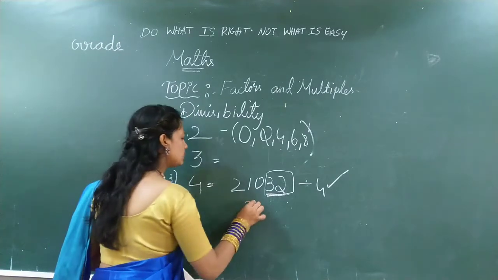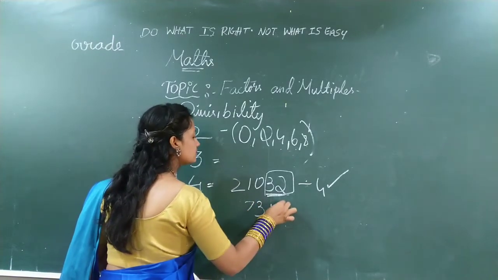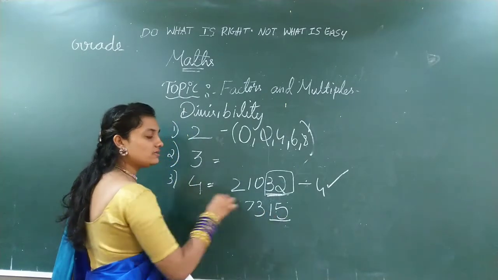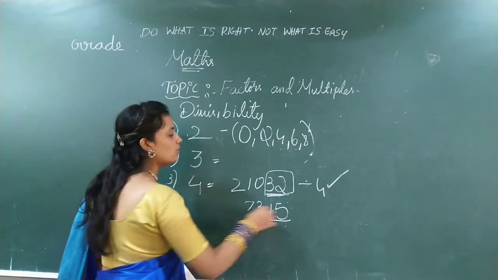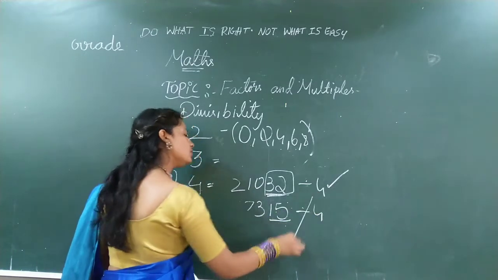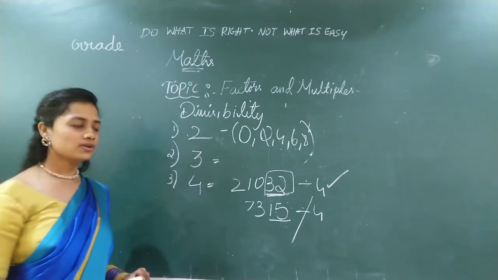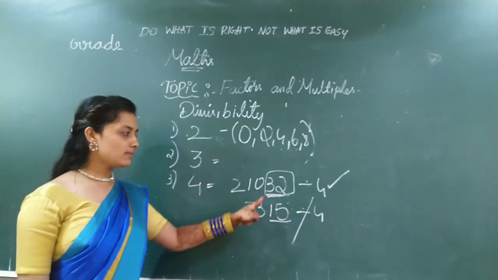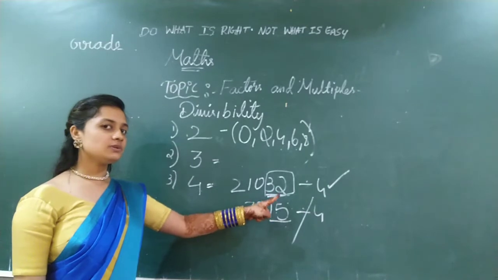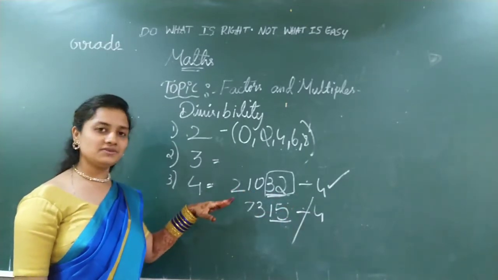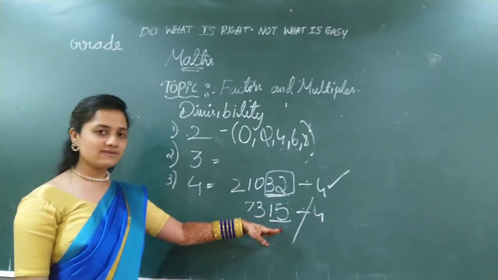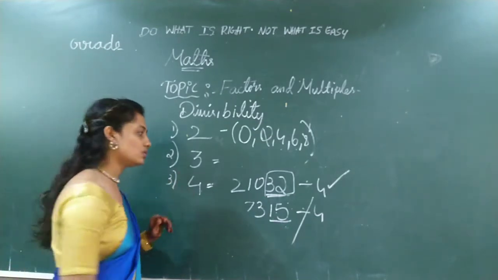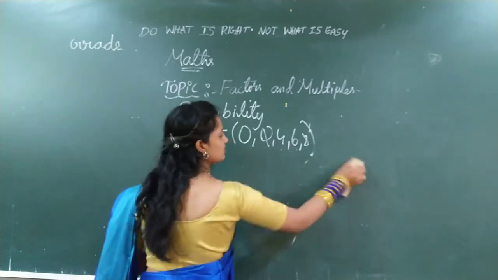So, let me take one more example. 15 here. So, is 15 in the table of 4? No. So this is not divisible by 4. So, how do you check the divisibility of 4? You check the last 2 numbers, and if that is divisible by 4, then the whole number is divisible by 4. If it is not divisible by 4, the number is not divisible by 4. This is for 4.